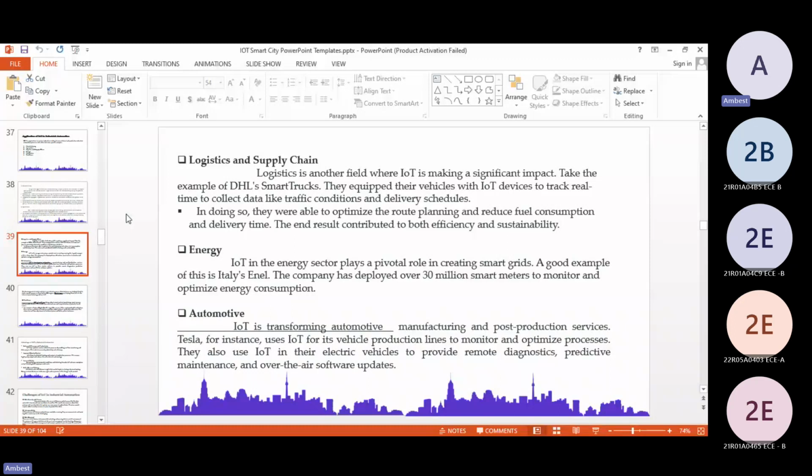And then coming to the next thing, which is energy. IoT plays a really pivotal role in creating smart grids. A smart grid is a two-way communication between connected devices and hardware, which responds to your demands. It is an electronic network that uses digital and advanced technologies to monitor and manage.